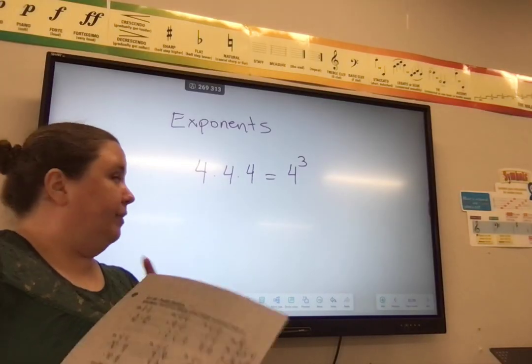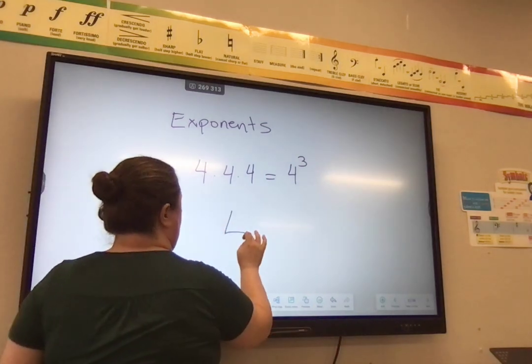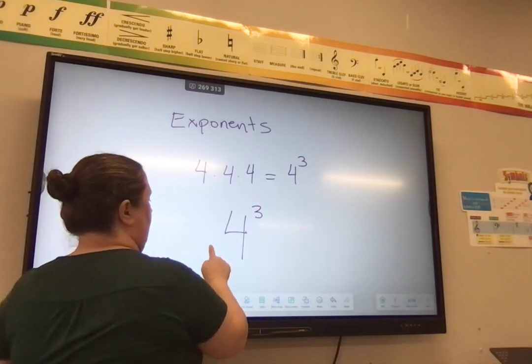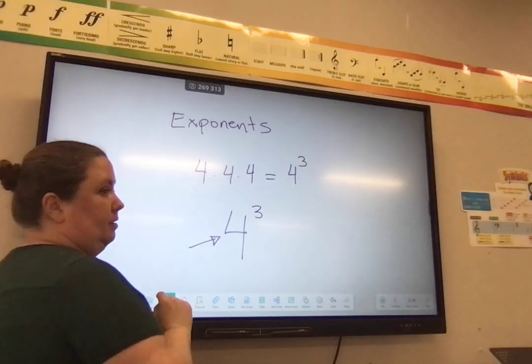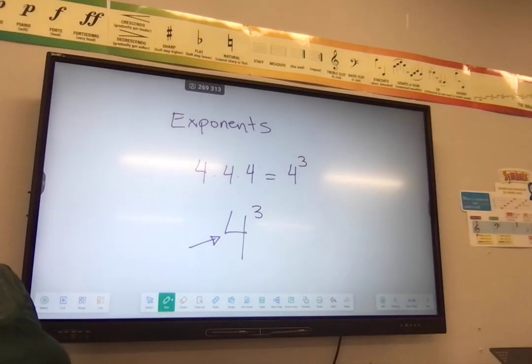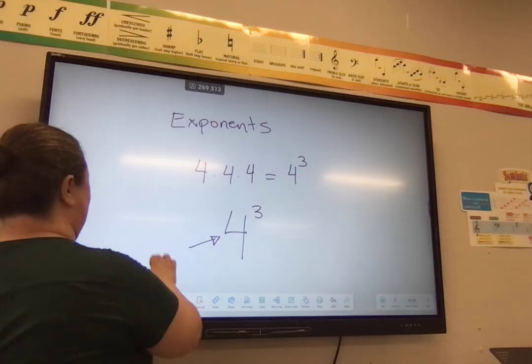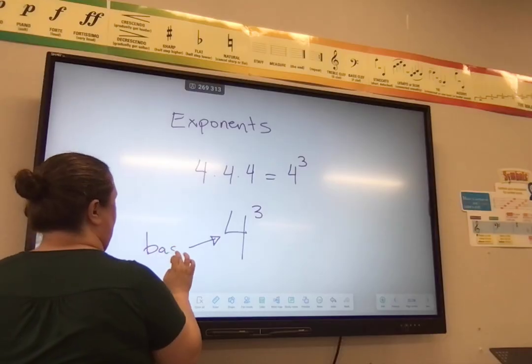Okay? There are different parts to this. I'm going to write it bigger so I can label it. 4 to the power of 3. What is the big number called? Does anybody remember the vocab word? It is a whole number in this case, but it's not always going to be a whole number. Anybody have a good wild guess? Take a wild guess. Starts with a B. Base. Yes. So the big number is called the base.